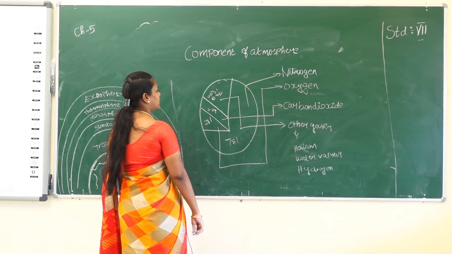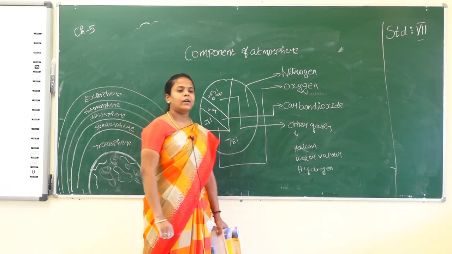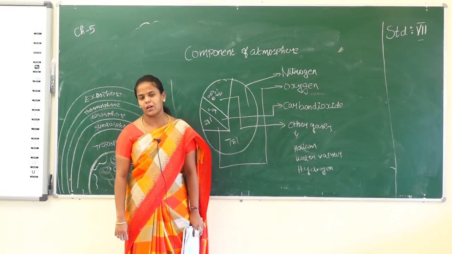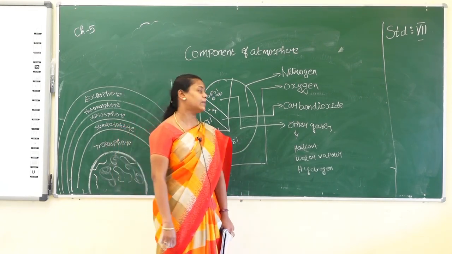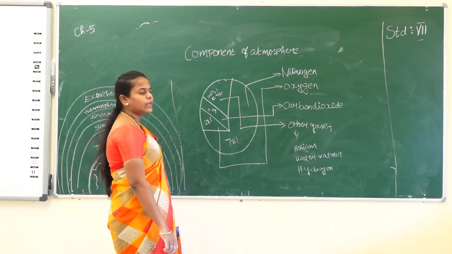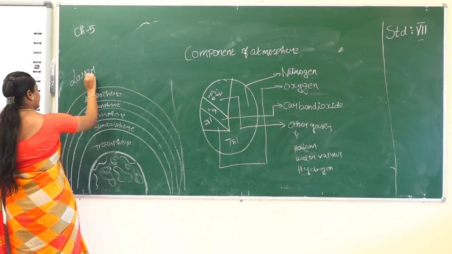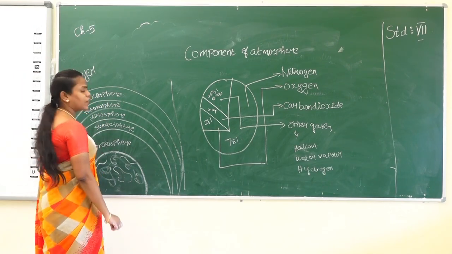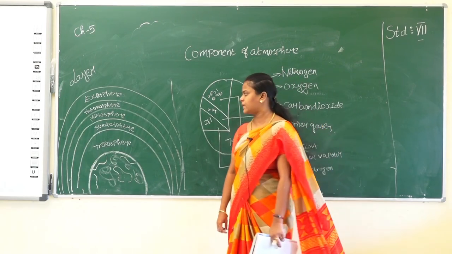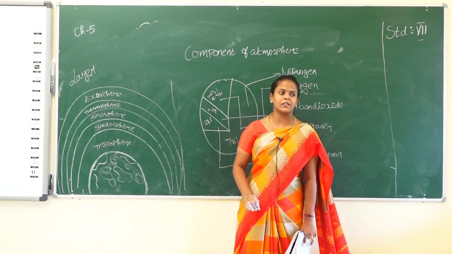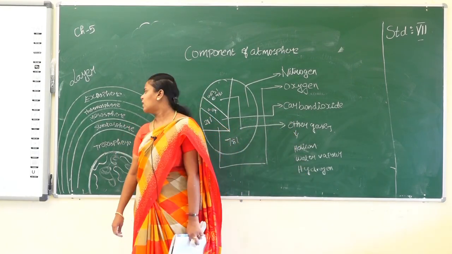These are some of the components of atmosphere, and we have also seen the nitrogen cycle and oxygen cycle. Next, we have seen the layers of the atmosphere. What are the layers, students? There are five major layers. I repeat, what are the layers we have seen? Troposphere, stratosphere, mesosphere, thermosphere and then exosphere, the five major layers we have seen above.